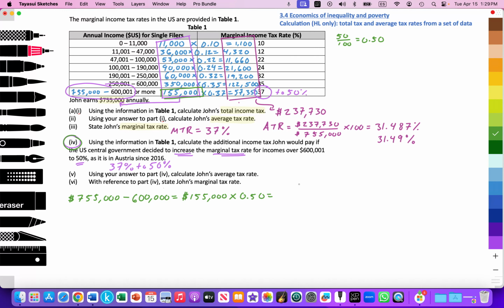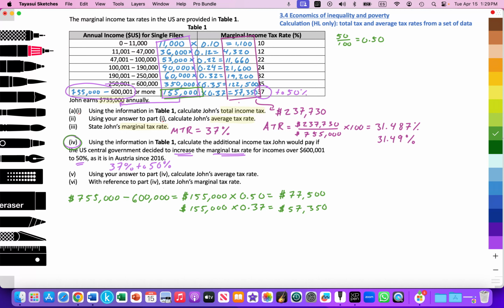That's going to equal 77,500. Then I'm going to also take that amount, 155,000, times 0.37, which is the original marginal tax rate, and that is going to equal 57,350. Okay, and there we've done it.